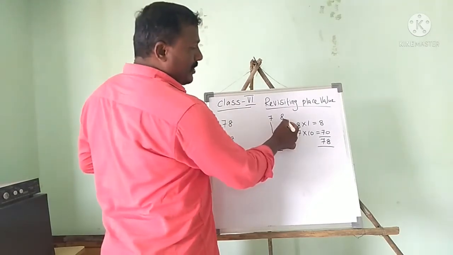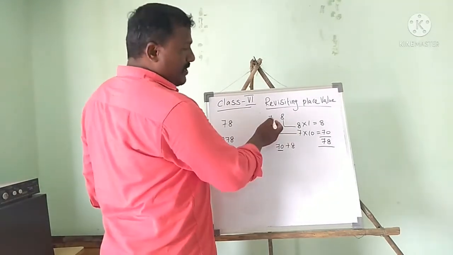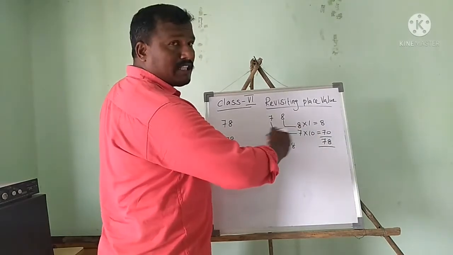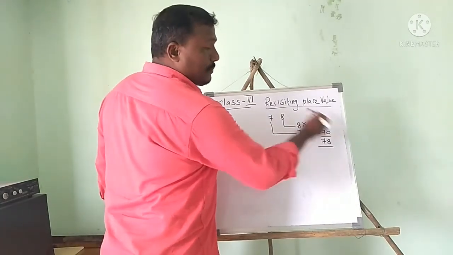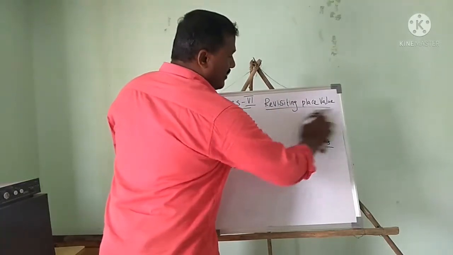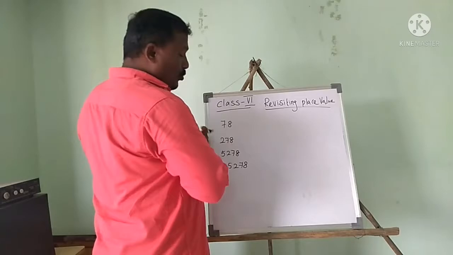What's the place value of 8? 1. What's the place value of 7? 10, so 7 tens. So if you multiply this, you will get 70 plus 8, 78. I hope you understand. Now let me take another example: 278.